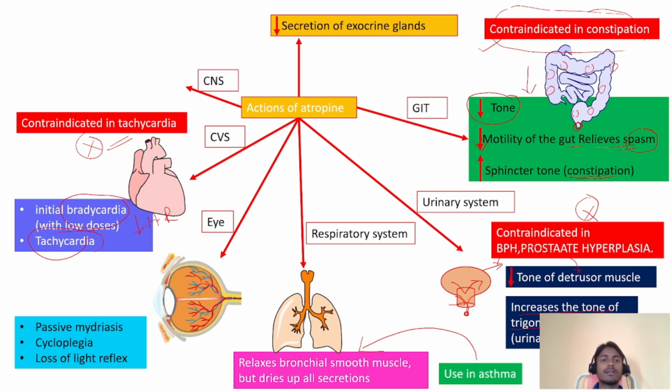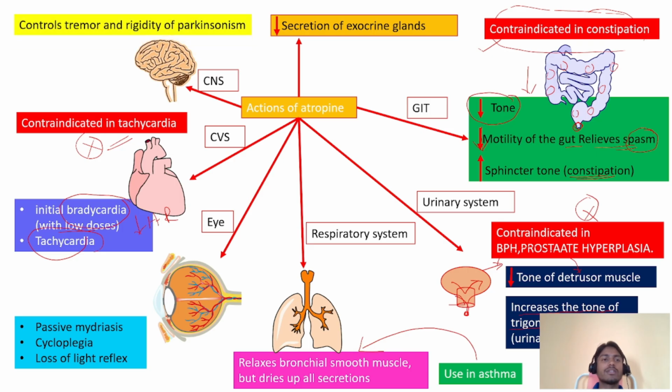Next, the action on the central nervous system. It controls the tremor and rigidity of Parkinsonism. Hence we can use these drugs in Parkinson's. Next, in asthma patients also we can use these drugs.